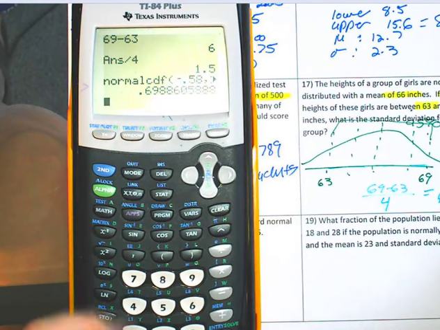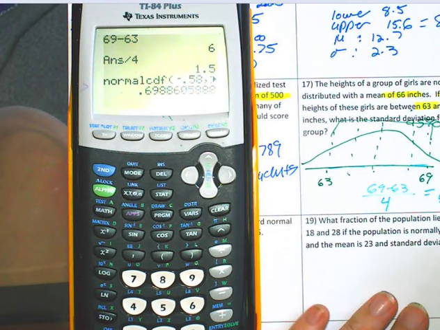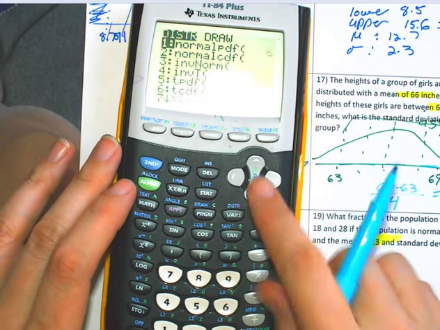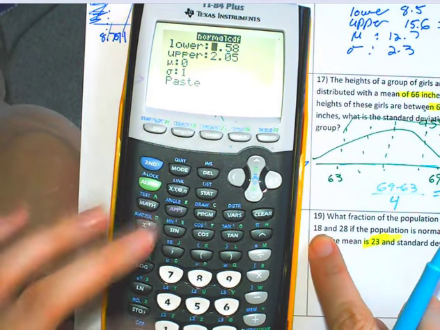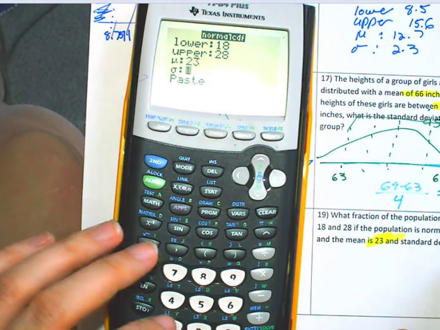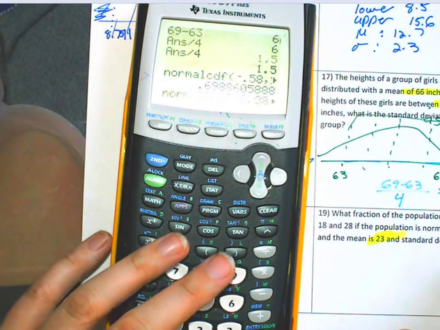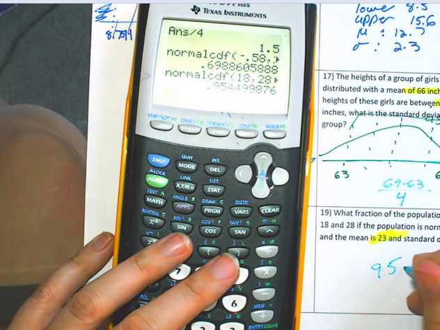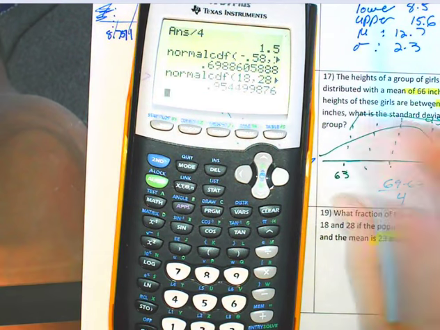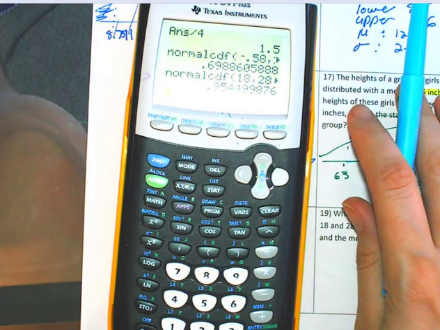All right, what fraction of the population lies between 18 and 28 if the population is normally distributed and the mean is 23 and the standard deviation is 2.5? Okay, so second vars, normal CDF, between 18 and 28. This one gives you the mean, it's not in terms of z-scores, 2.5. So 95% of the population. Instead of using a calculator, you could have also done that using the normal distribution curve. Okay, that's it for this video.